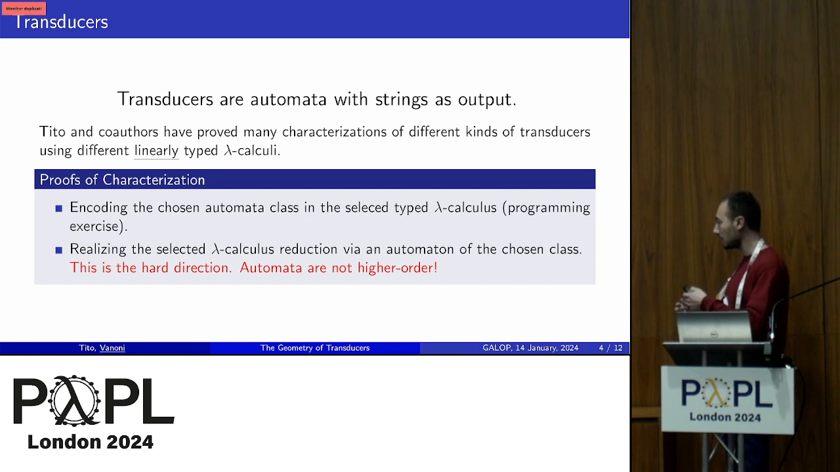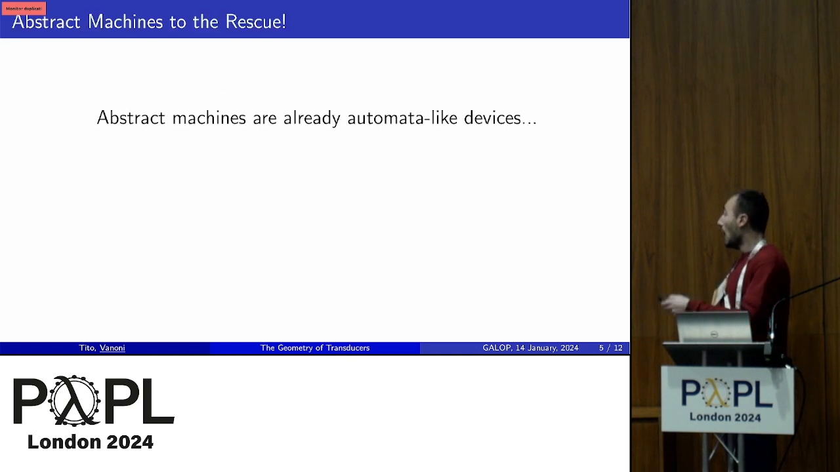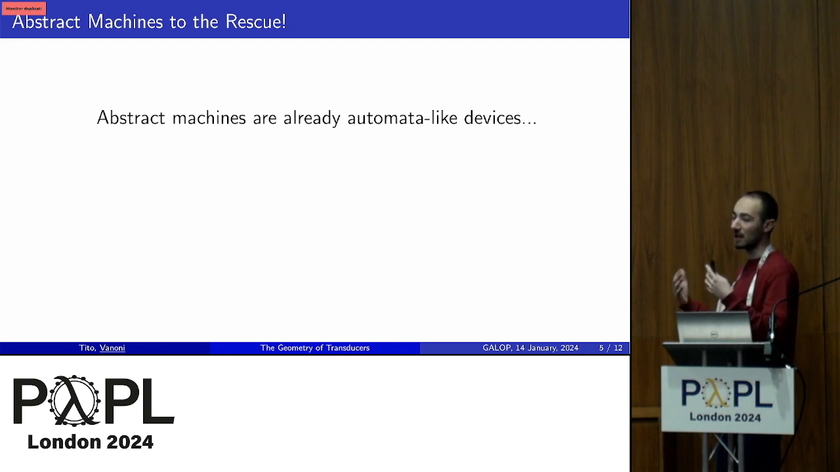So this is the direction. And we propose this new approach, let's say, for solving this hard direction, and this new approach is using abstract machines, because abstract machines are already automata-like devices, and they implement beta reduction. Of course, if we have an abstract machine like the ones that Ugo presented this morning, like the Krivine abstract machine, the interaction abstract machine, these can implement the untyped lambda calculus, so these are Turing-complete formalisms, and there is no way to implement them using automata.